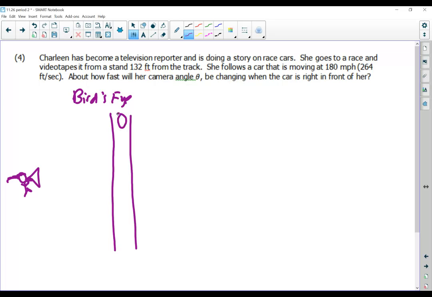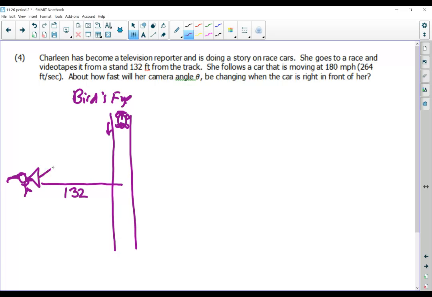I'm going to try to draw this car. It's from the air. So here's the car. Here's the spoiler. Here's the windows. Yeah, it totally looks like a car. And the car is moving this way. Okay, so I have that. Now, I do know that she's staying put and that her distance from the track is 132 feet. So I'm going to go ahead and label that as 132.